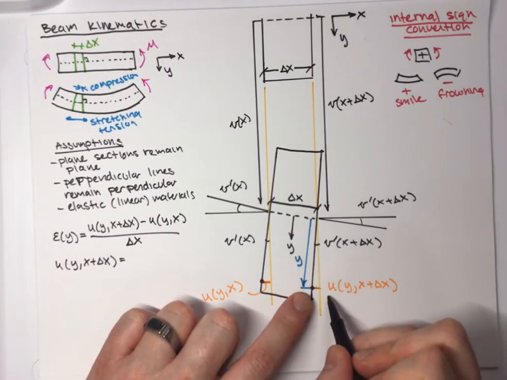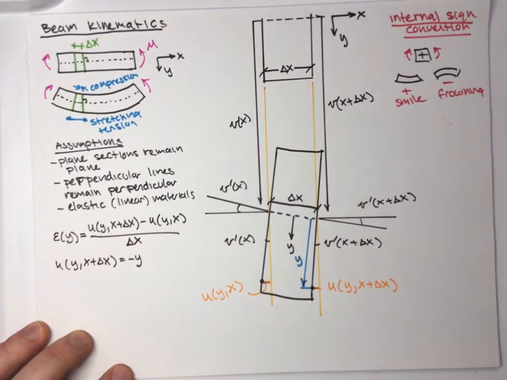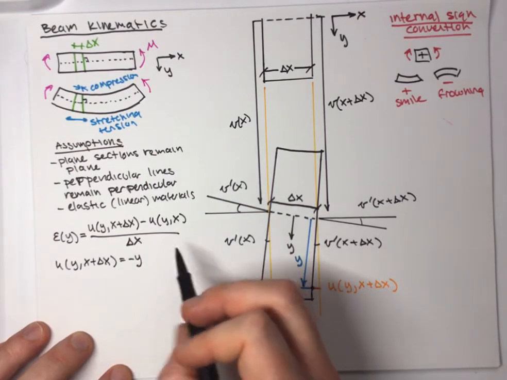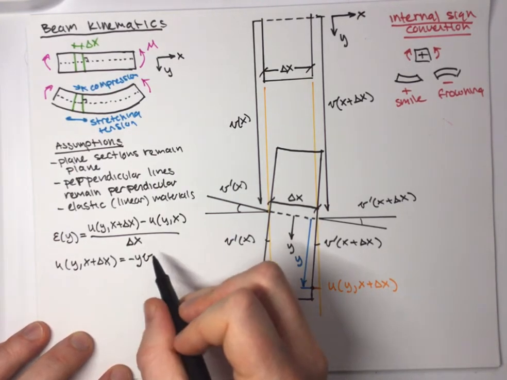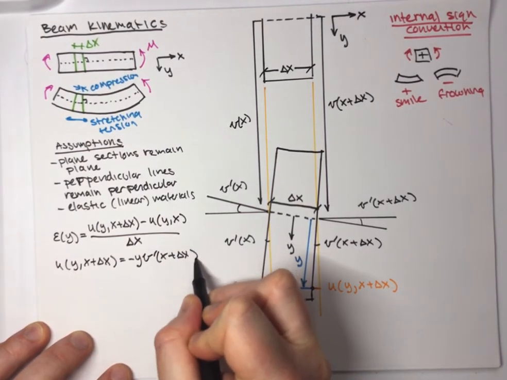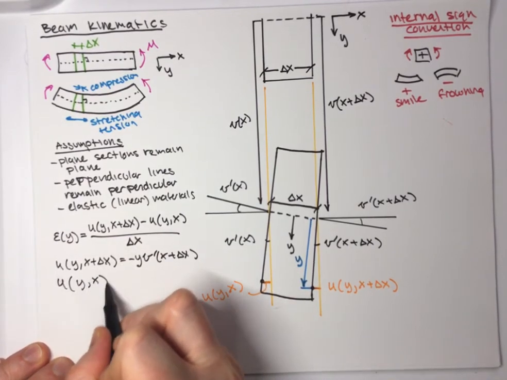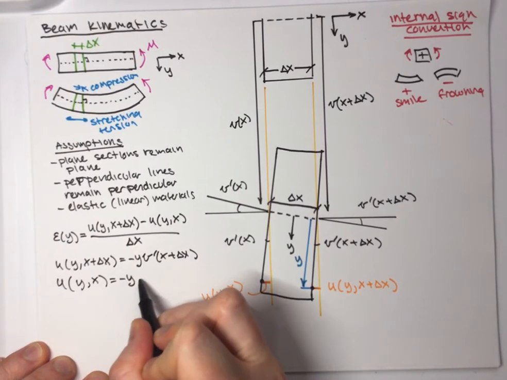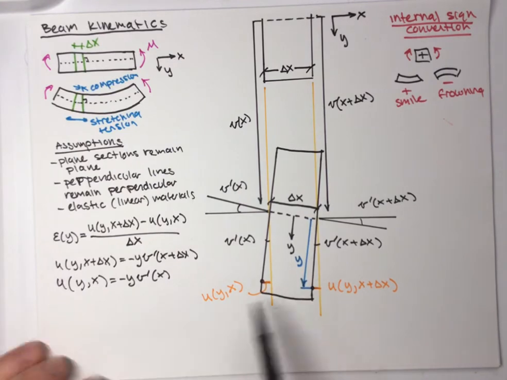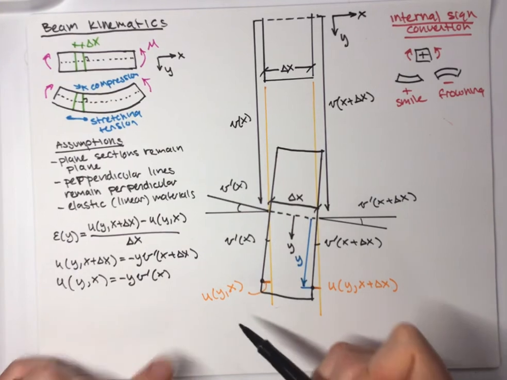Because of the signs, we're going to have to flip a sign here. So it's actually going to end up being negative y, because a positive slope will produce a negative movement. So we have a negative y, v prime of x plus delta x. The displacement at y at x is equal to negative y, still v prime of x. So that's going to be this distance here. Again, if this is a positive slope, it's going to end up being a negative displacement, so we have that negative sign there.